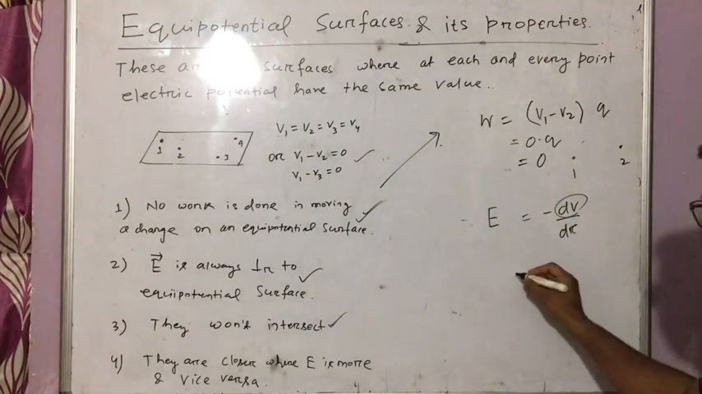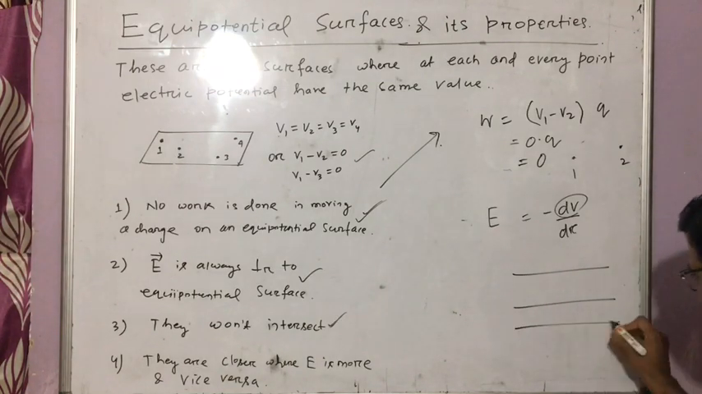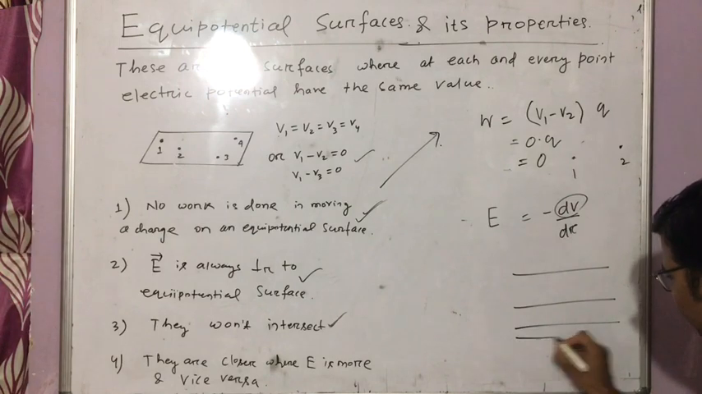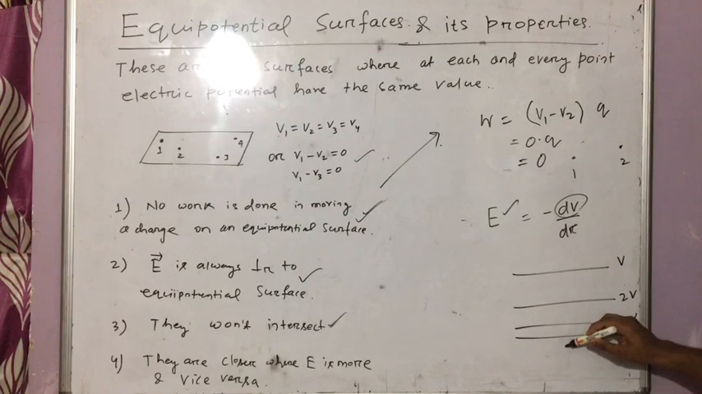equipotential surfaces. Let's say this is one equipotential surface, here is another, here is another, and another equipotential surface here. All these surfaces, let's say the value here is V, here 2V, here 3V, here 4V. Is it clear? According to our definition, electric field is directed in the direction of decreasing potential and also perpendicular to the equipotential surface. So let us draw a line which must be perpendicular to all the surfaces like this.